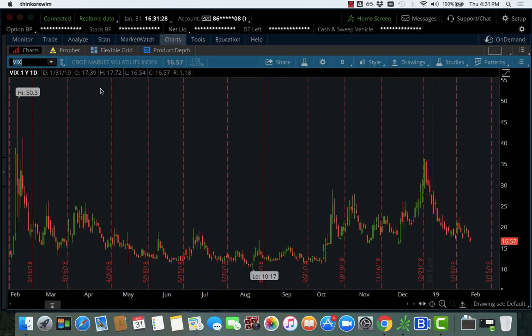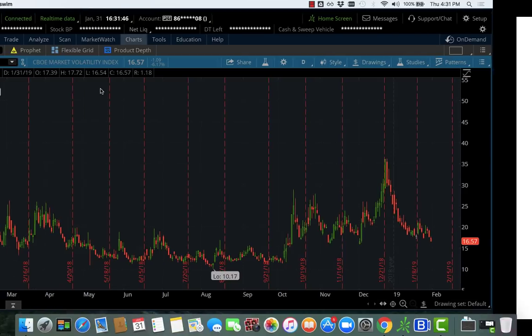Right now, and today is I think January 31st, 2019, the VIX is about 16.57, which means the market is predicting in the next 365 days, it will close within 16.57% higher from what it is right now and 16.57% lower from what it is right now.